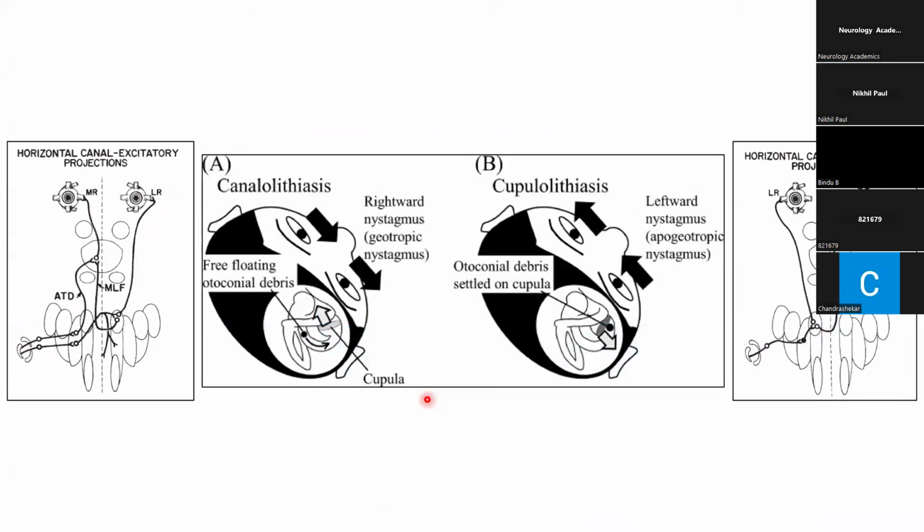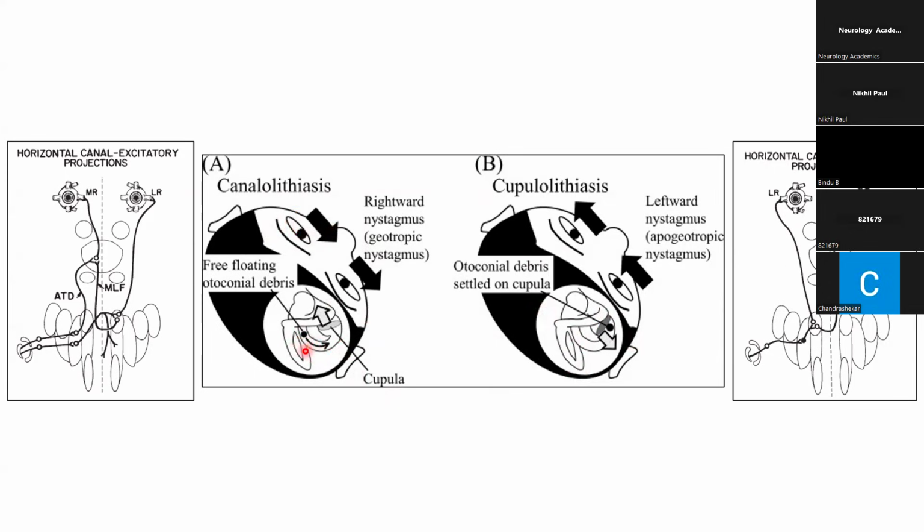There are two theories here, two mechanisms. One is called canalolithiasis, one is called cupulolithiasis. Canalolithiasis means the otoconial debris are freely floating in the horizontal canal, whereas in cupulolithiasis, they are adherent to the cupula. So these are two patients, both having involvement of the right horizontal semicircular canal. Patient A has canalolithiasis.